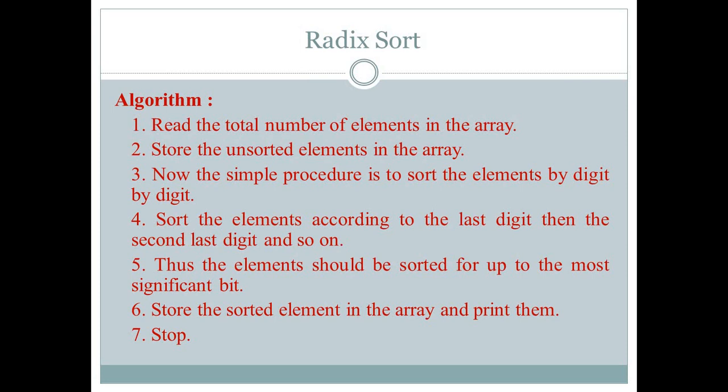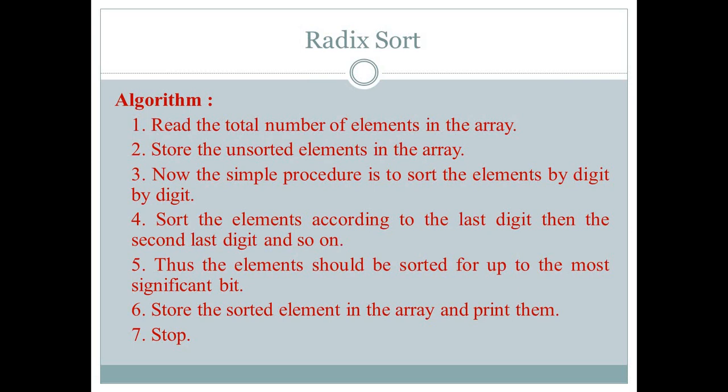So first step is read the total number of elements in the array. Second, store the unsorted elements in the array, means our elements list. Third, now the simple procedure is to sort the elements by digit. So here we will sort all the elements by digits, means we will start from the last digit, after that second last digit, after that third last digit. In this way we will sort them.